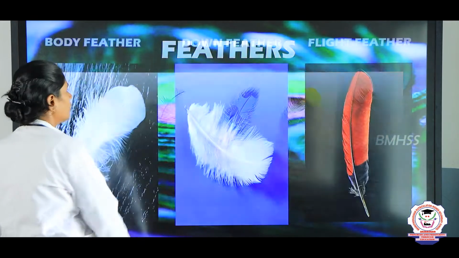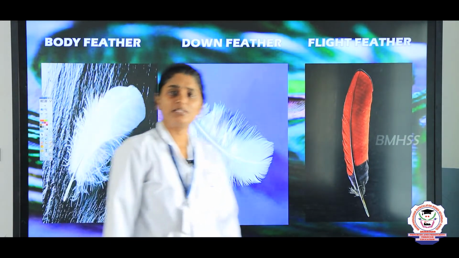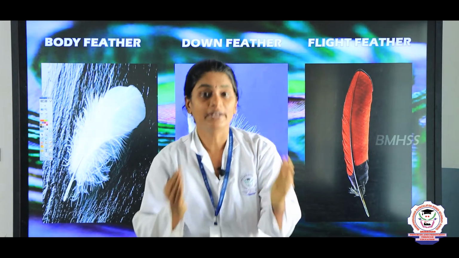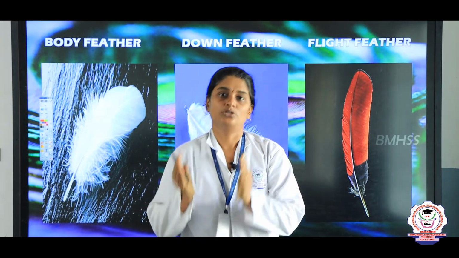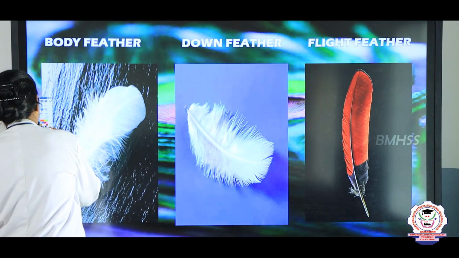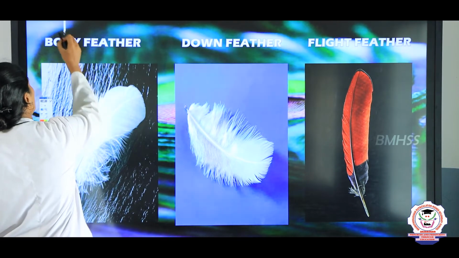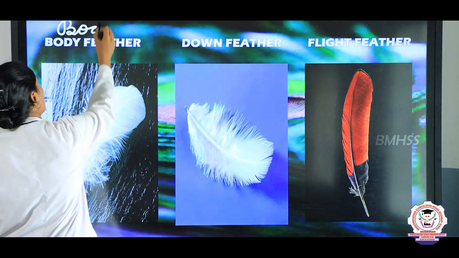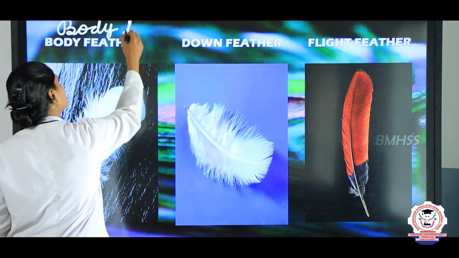Now let's see more about feathers. These feathers are divided into 3 types. The first one is body feathers, B-O-D-Y, body feather.